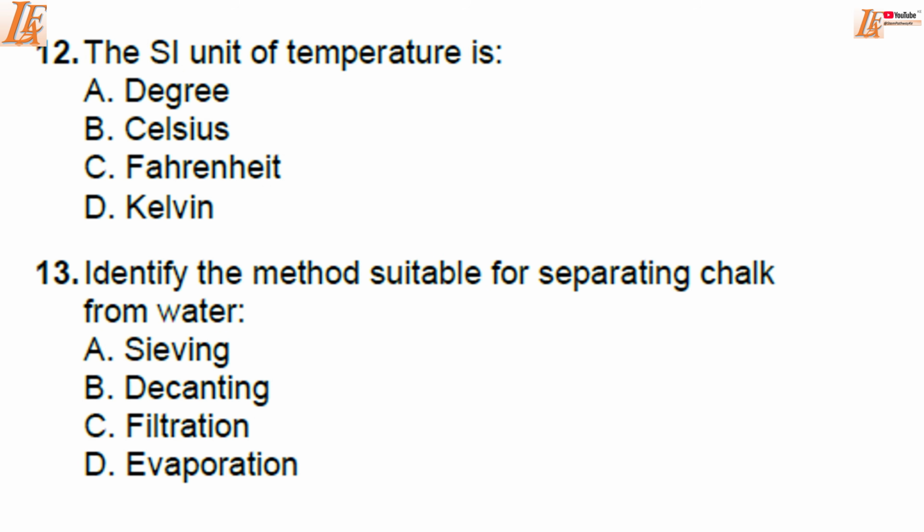Question 12. The SI unit of temperature is, so before we look at the options, let's note that temperature is a basic quantity, and a basic quantity is a quantity which you cannot obtain from other quantities. And we only have 7 basic quantities in science, or sometimes we call them fundamental quantities.